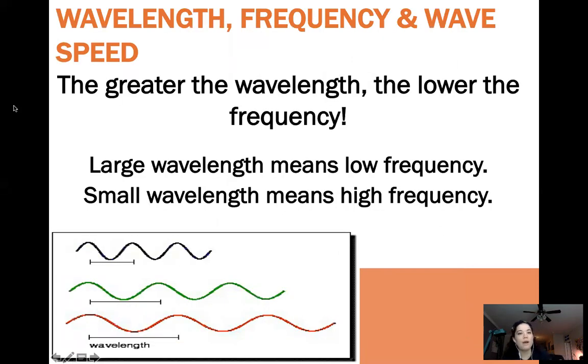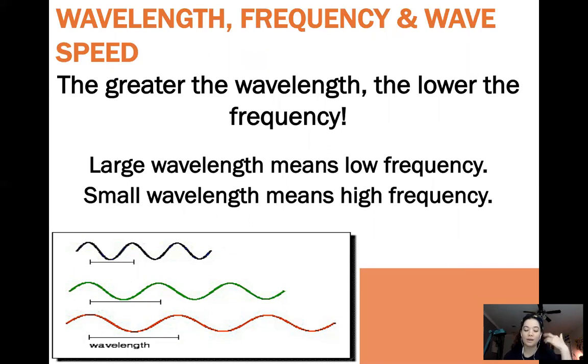All right, so wavelength, frequency, and wave speed. The greater our wavelength, the lower the frequency. Jot that down, maybe put a star next to it. So a large wave means a low frequency, where a small wavelength means a high frequency.